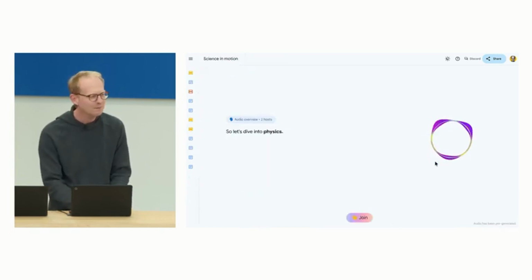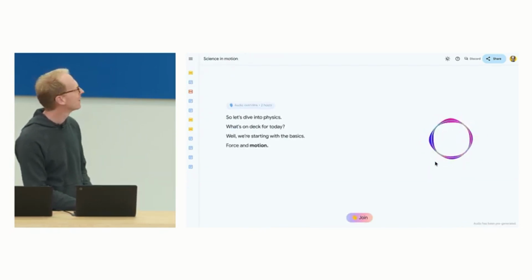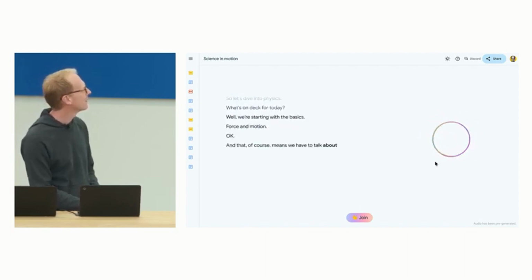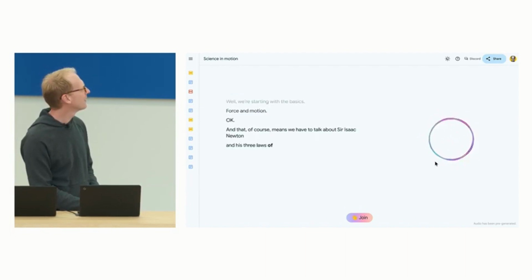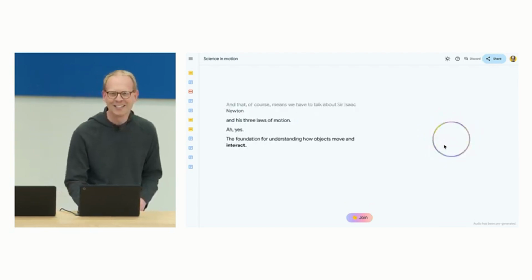So let's dive into physics. What's on deck for today? Well, we're starting with the basics, force and motion. Okay. And that, of course, means we have to talk about Sir Isaac Newton and his 3 laws of motion. Yes, the foundation for understanding how objects move and interact.